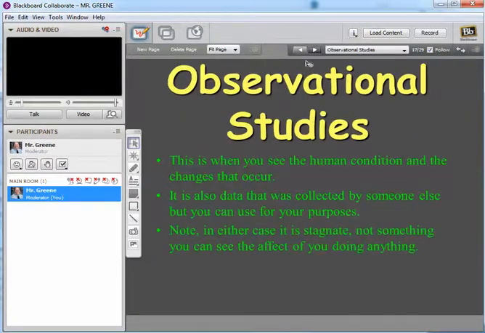Okay? One of the things we want to talk about is observational studies. This is when you see a human condition and the changes that occur. It's also data that was collected by someone else, but you can use it for your purposes. Note, in either case, it's stagnant, not something that you can see the effect of you doing anything on. So it's just looking at the human condition and the changes that might have occurred in that human condition.